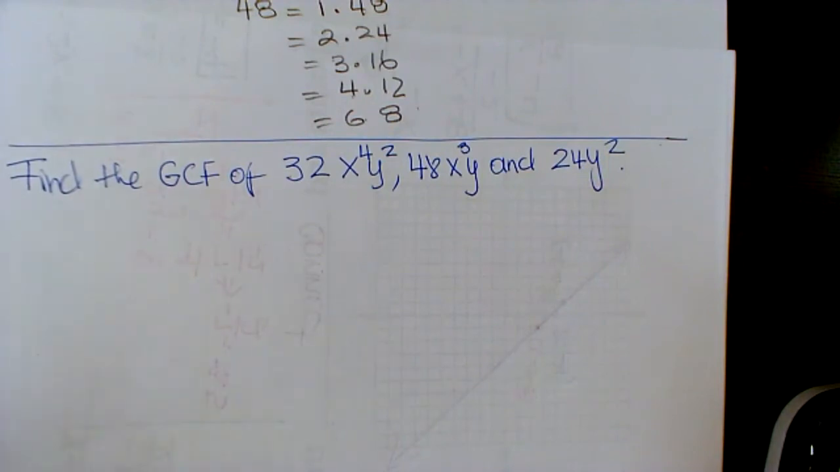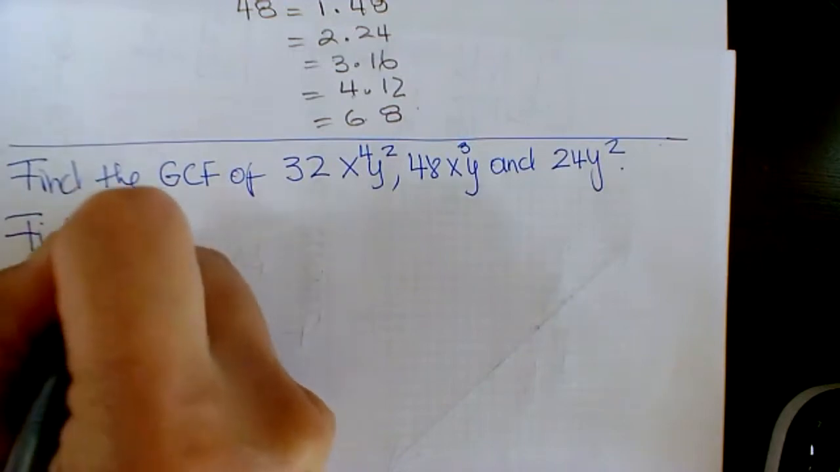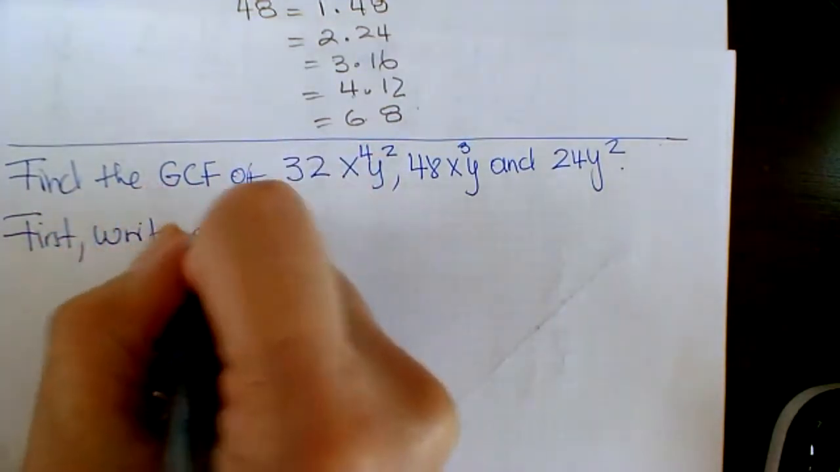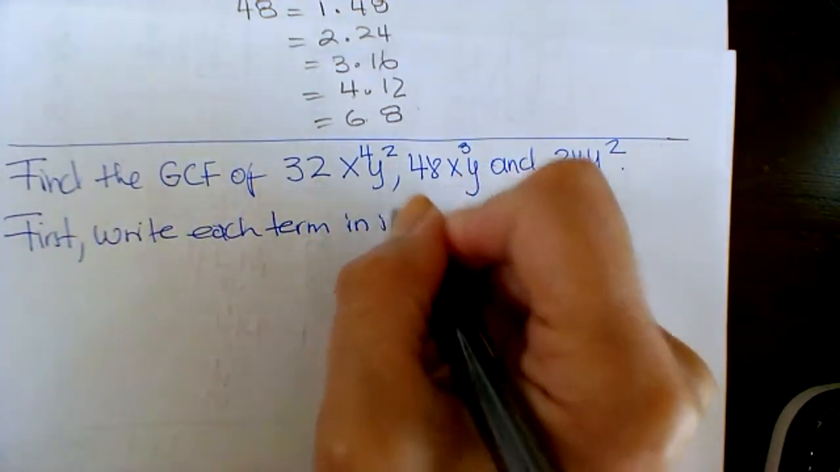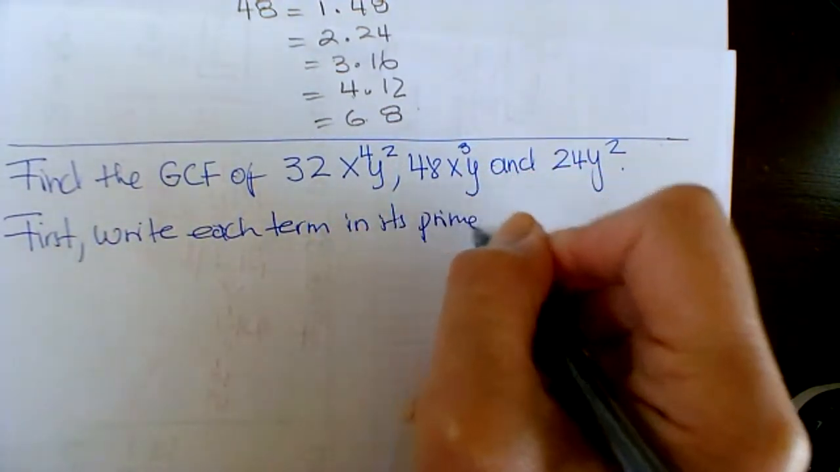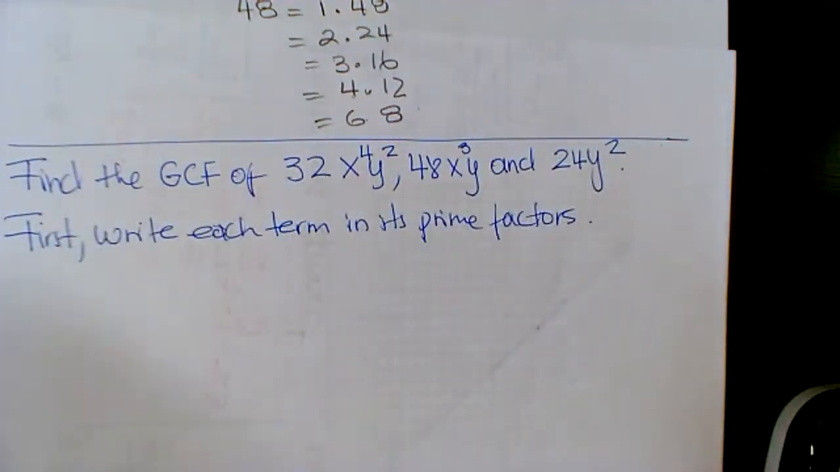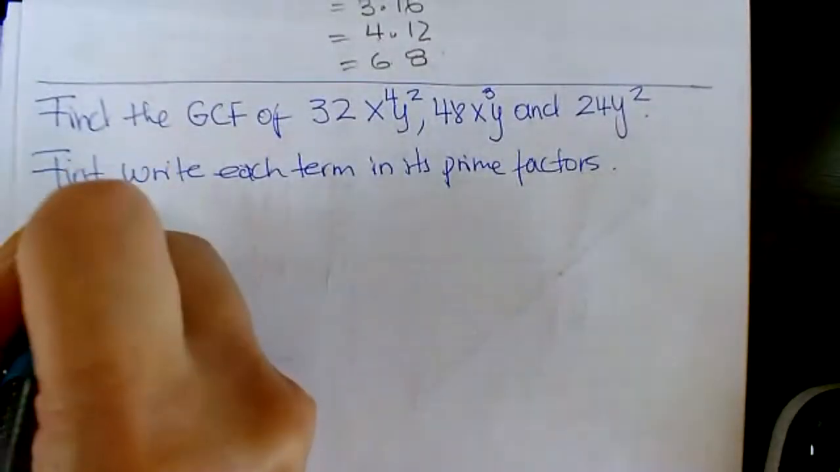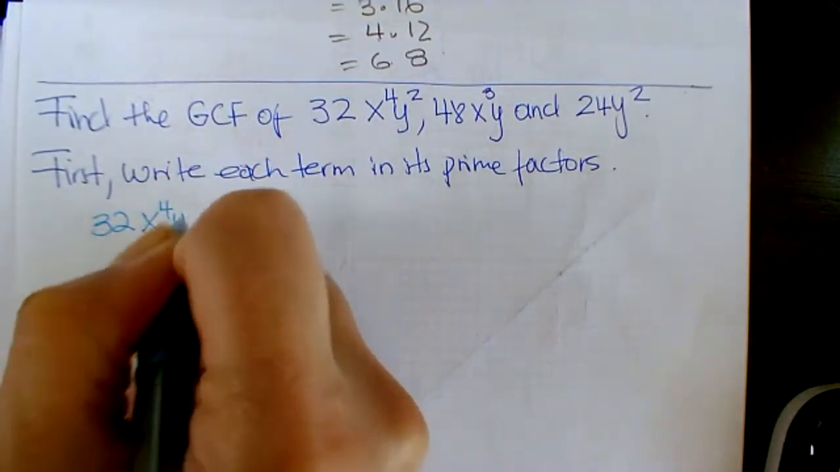So what we're going to be doing first is we're going to write each term in its prime factors. So let's do it. First, we're going to write each term in prime factors. Let's do that. So let's start with 32, x to the fourth, y to the second.